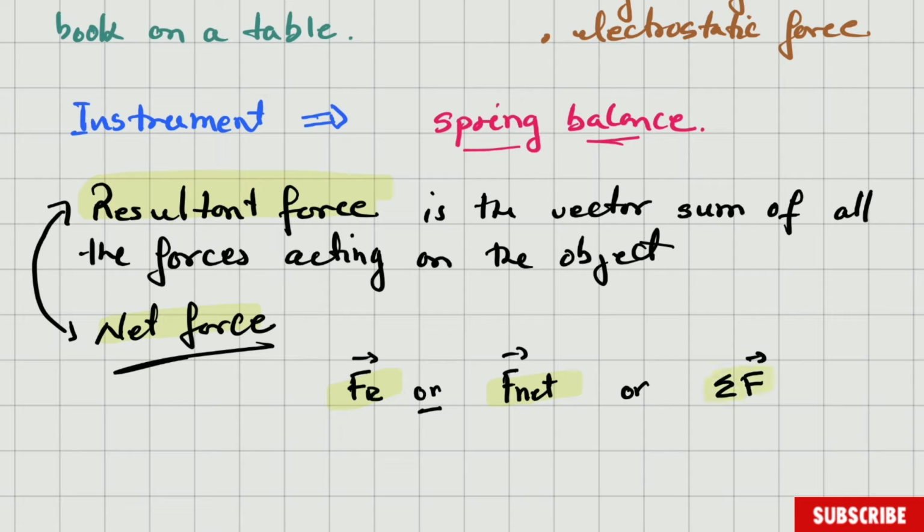Now, we're speaking about vectors. So the resultant force, and I'm going to use Fr, it doesn't matter which symbol you use, is equal to the vector addition of F1 plus F2 plus F3 plus all the forces acting on a specific object. And this one we're going to discuss eventually in this lesson.